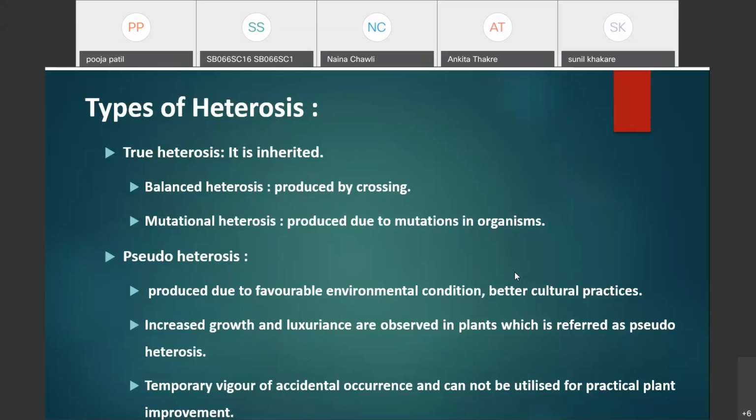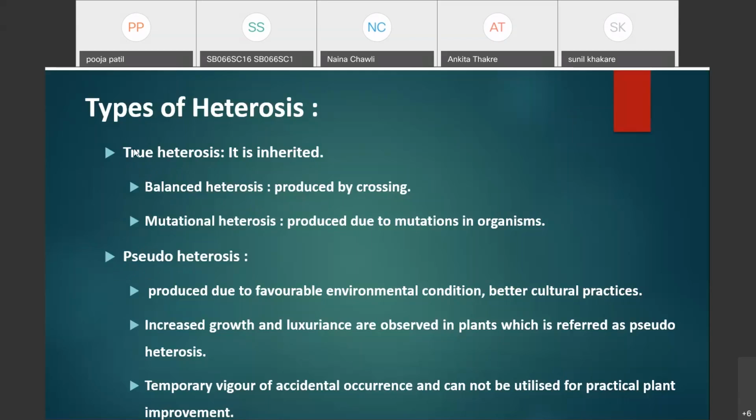The heterosis is divided into two types depending upon the source of increased vigor in the hybrids. The first one is the true heterosis, and the second one is the pseudo heterosis. Pseudo means false. So the two types of heterosis depending upon the source of increased vigor are true heterosis and pseudo heterosis.